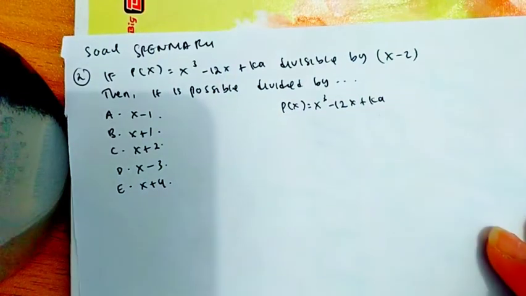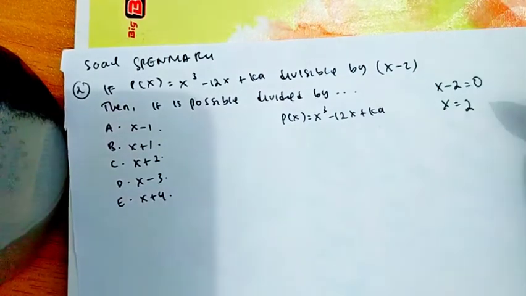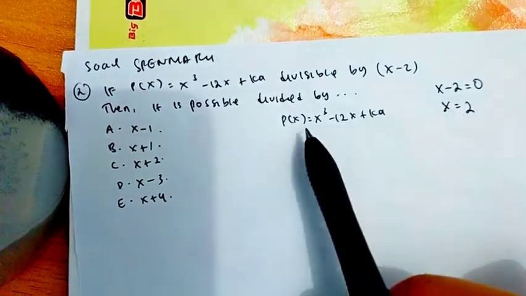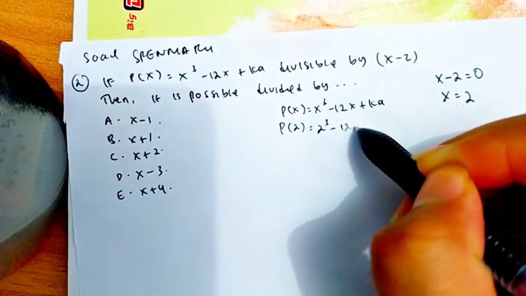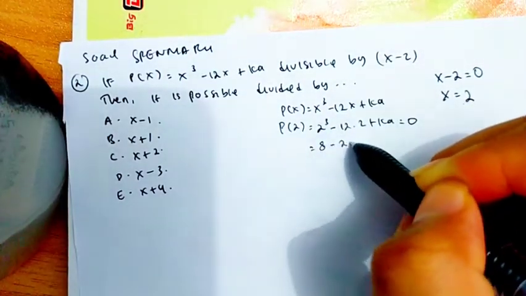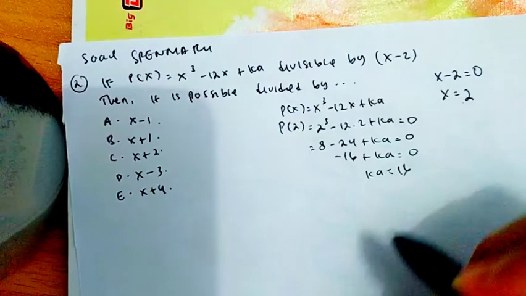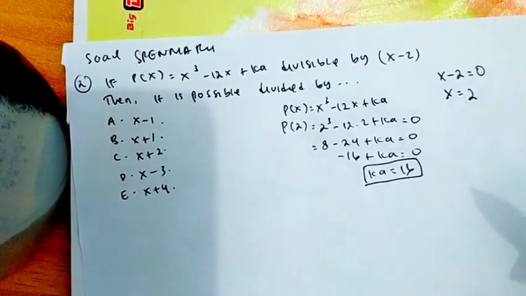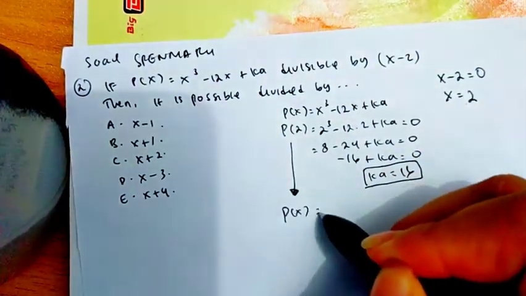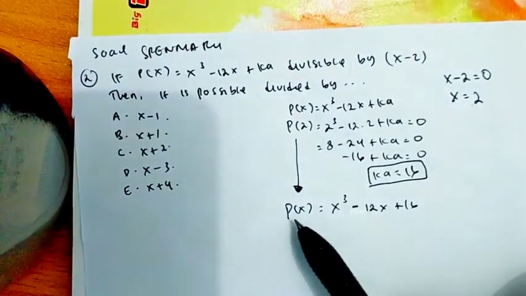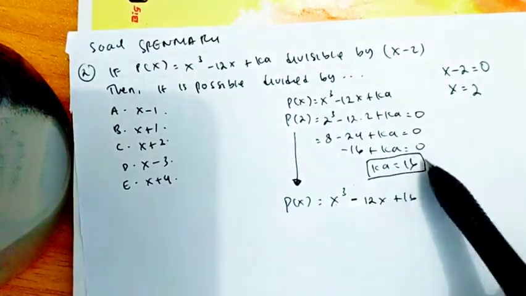Then, the next statement, divisible by x - 2. If divisible by x - 2, it's going to be x equals 2. Then, we must put the value of 2 into p(x) to find the value of k, right? So, it's going to be like this. Equals 0. 8 - 24 + k equals 0. -16 + k equals 0. k moves over here, so it's going to be 16. We have already found the value of k. So, the complete function of p(x) is x^3 - 12x + 16 because k has the value 16.